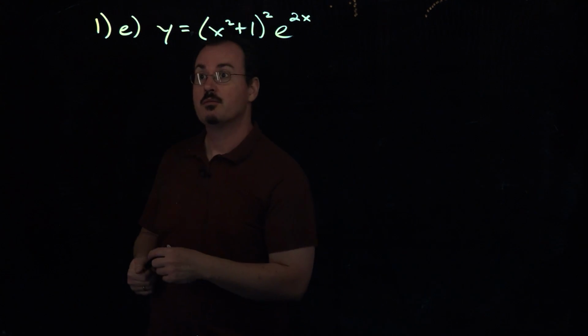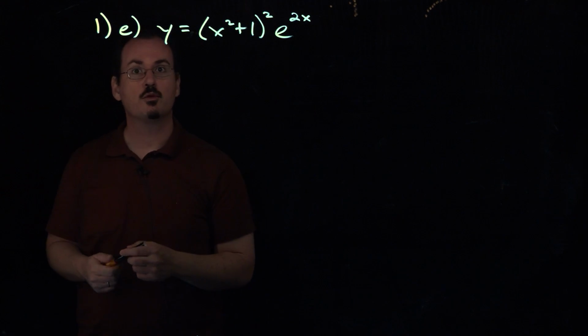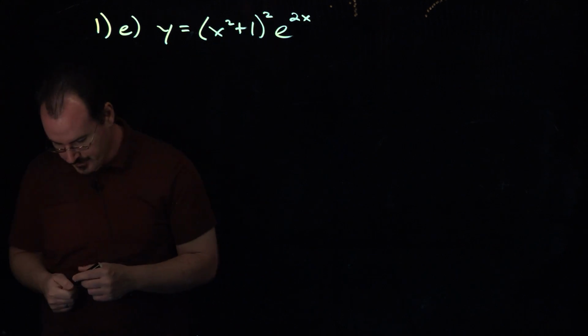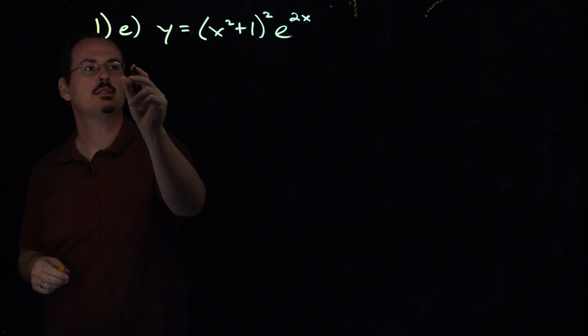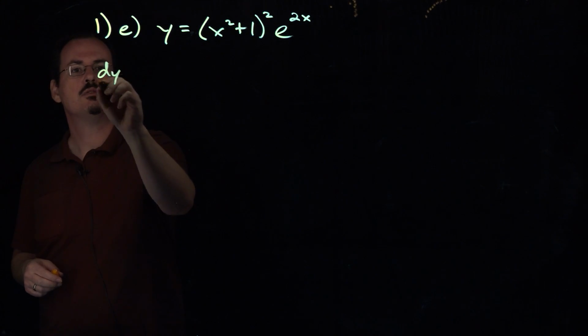Okay, we're finishing off problem 1, section 4.4. We just have 2 more parts left to do. So this one is a product, so we're going to have to use the product rule on this. So derivative dy dx.